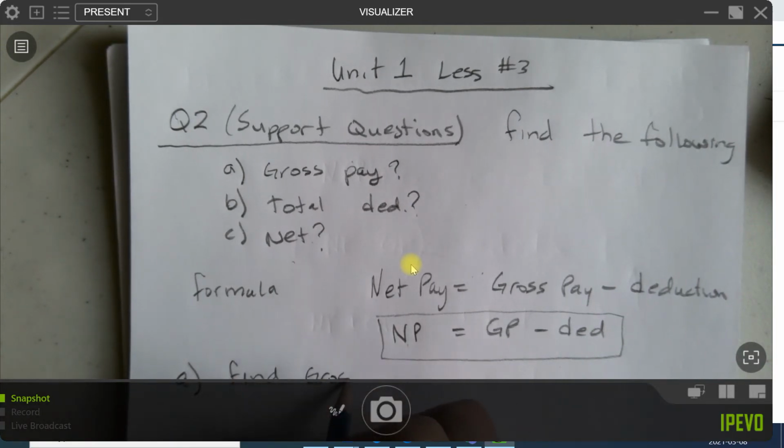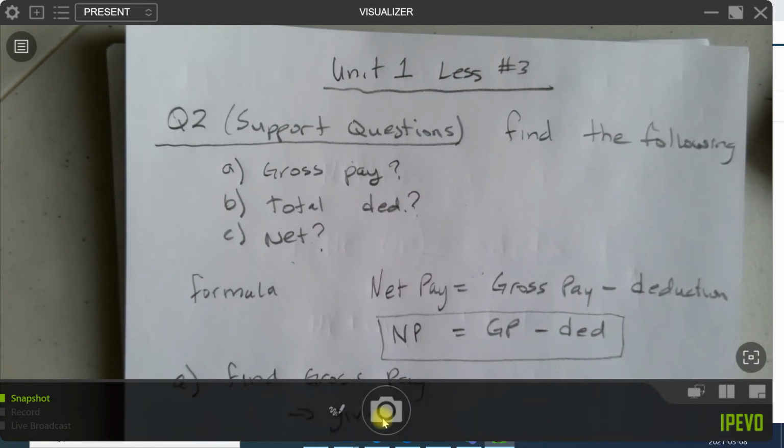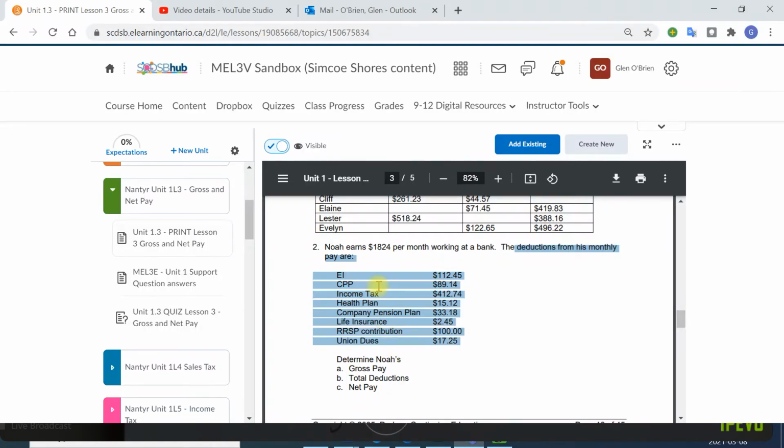Well, gross pay was given, right at the very top. So let's go back to the question here. We're reading it right here: Noah earns $1,824 per month. So we were given $1,824 per month. Remember, you have to make sure you have the net pay and deductions for the right time period. It's per month here, and our deductions are monthly as well.